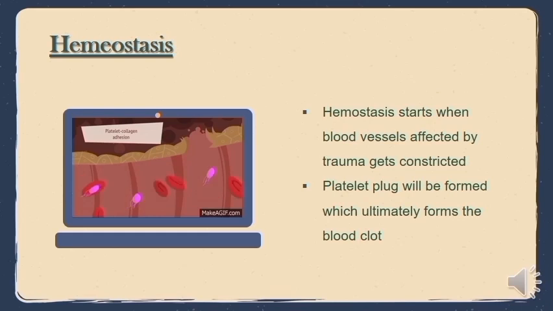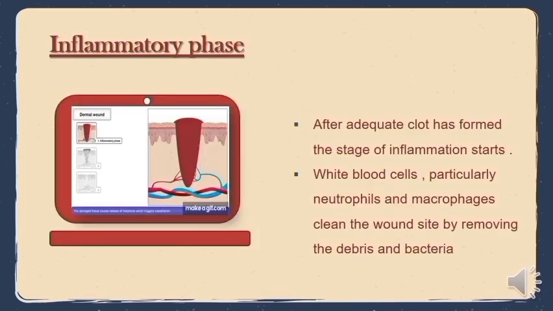So what will happen? Your blood vessels will get constricted, right? The platelets will aggregate and form a platelet plug. Okay, the platelet plug will be reinforced by fibrin, which is a protein mesh, and a blood clot will be formed, and this stops the further blood loss. So as you can see in this video, the platelets are getting aggregated, and a blood clot is getting formed.